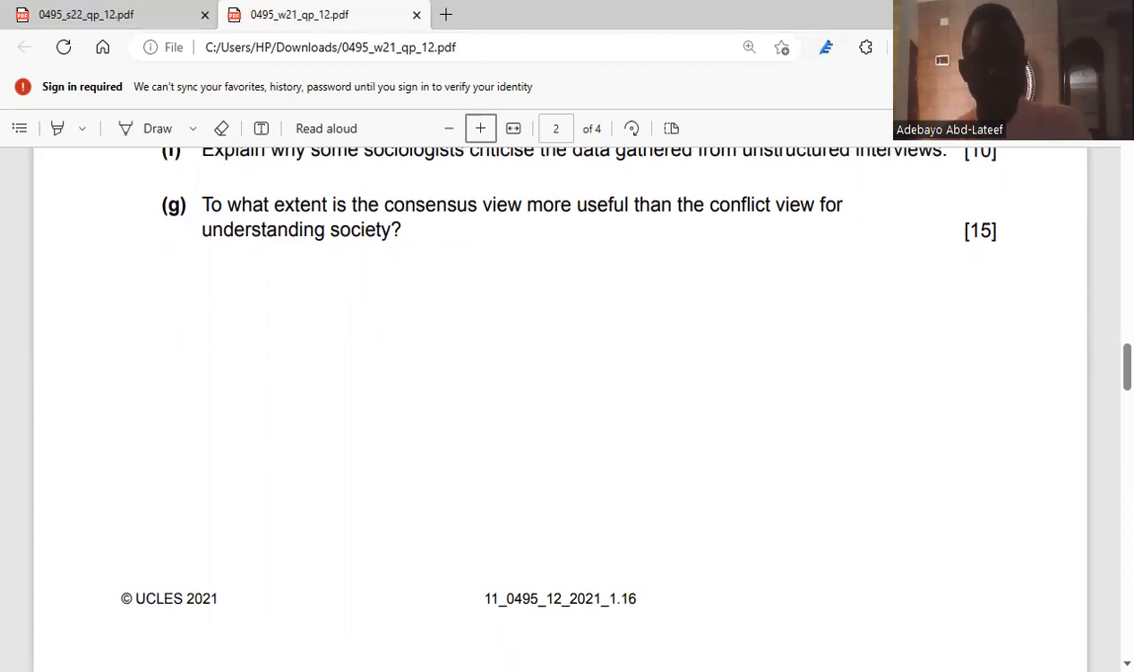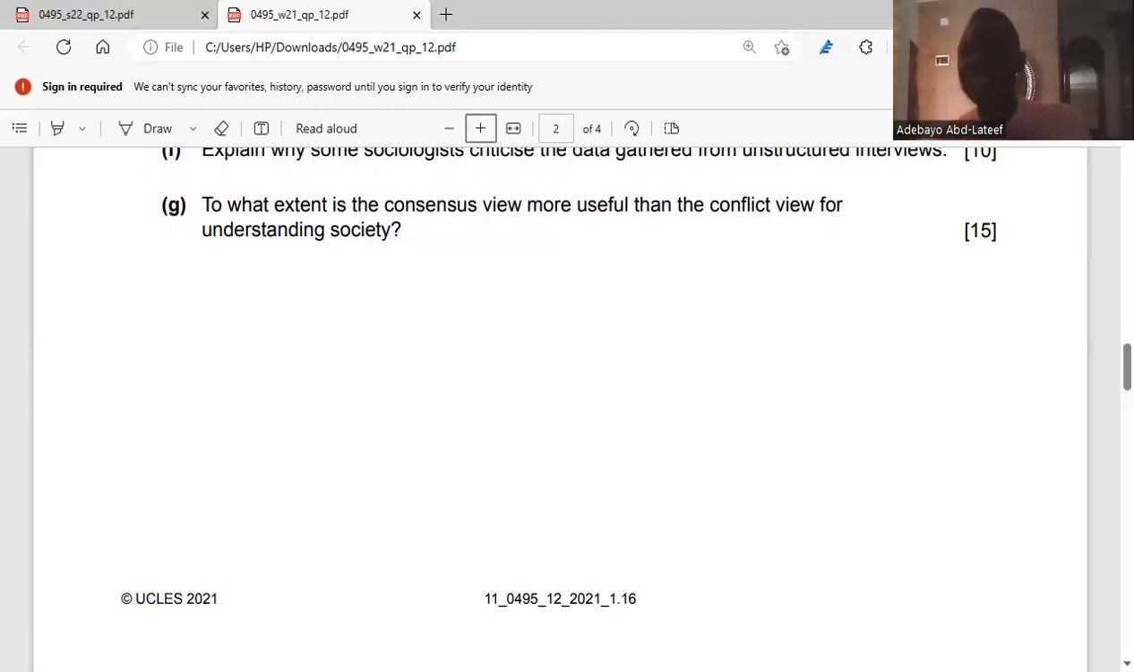To what extent is the consensus view more useful than the conflict view for understanding society? So when we talk about consensus, we're talking about reaching agreement. So it says, to what extent is agreement better than disagreement in society? That is the point. Here I wrote, consensus view is more useful than conflict view based on the following.